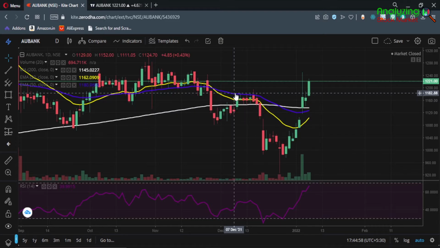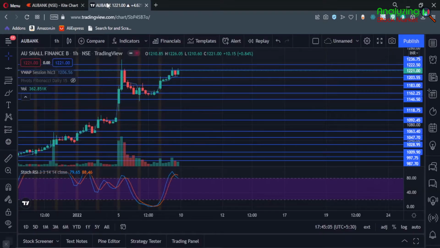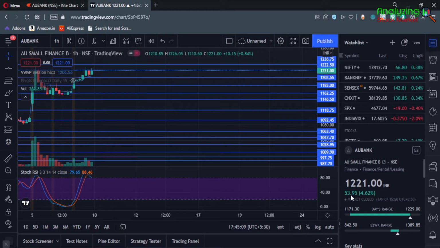So let's see what happened in AU Bank on Friday. As you can see, AU Bank was 4.62% positive and closed at 1221. Now we will talk about what is going to happen in the next few days, and we will mark some important support and resistance zones for Monday, and also share our opinion on what will happen on Monday according to its Friday's closing.